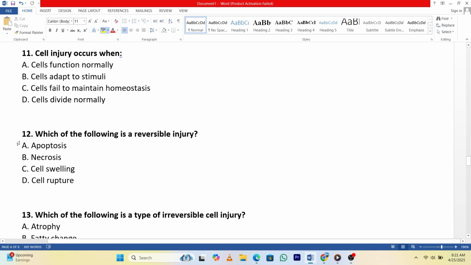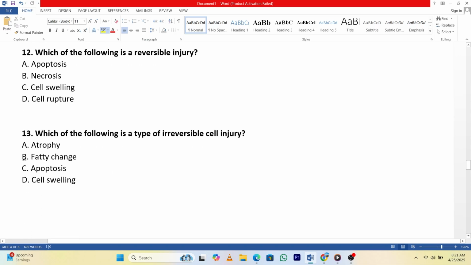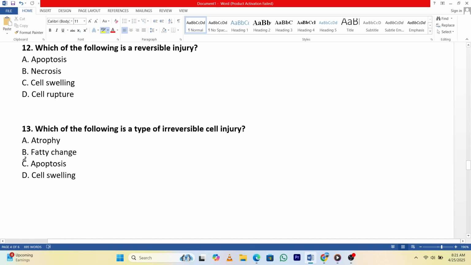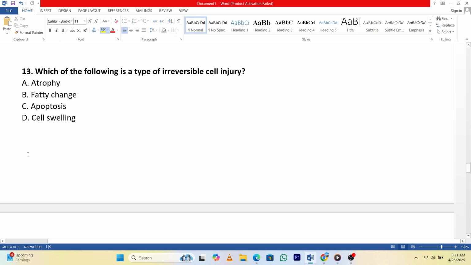A. Cells function normally. B. Cells adapt to stimuli. C. Cells fail to maintain homeostasis. D. Cells divide normally. Answer: C. 12. Which of the following is a reversible injury? A. Apoptosis. B. Necrosis. C. Cell swelling. D. Cell rupture. Answer: C.